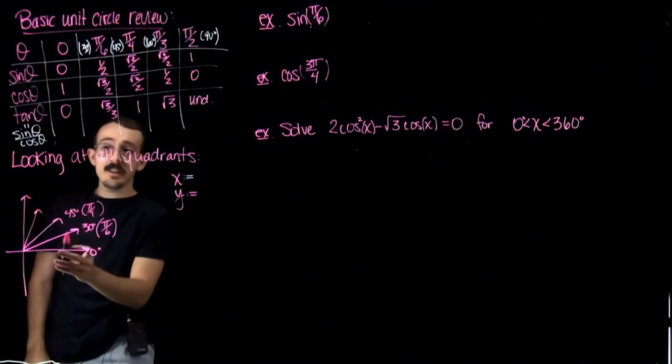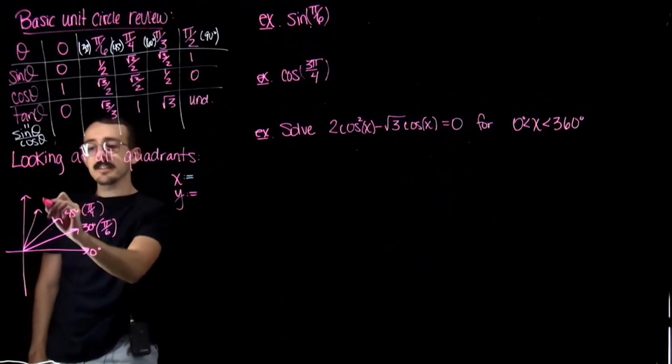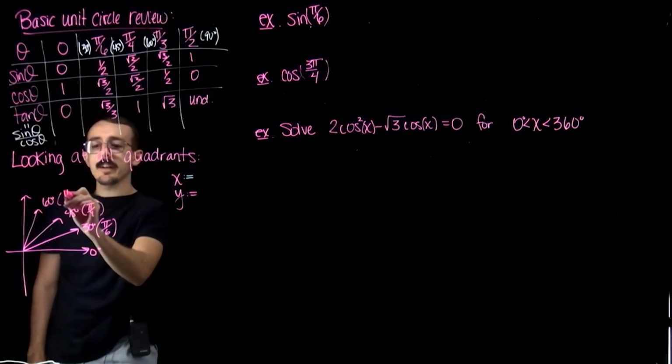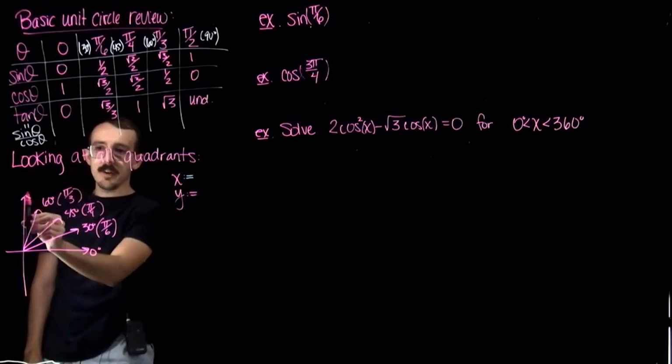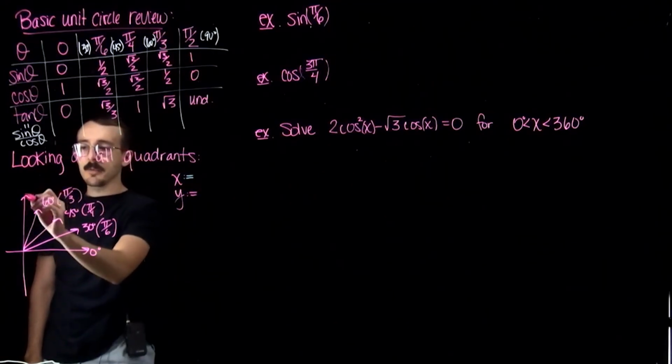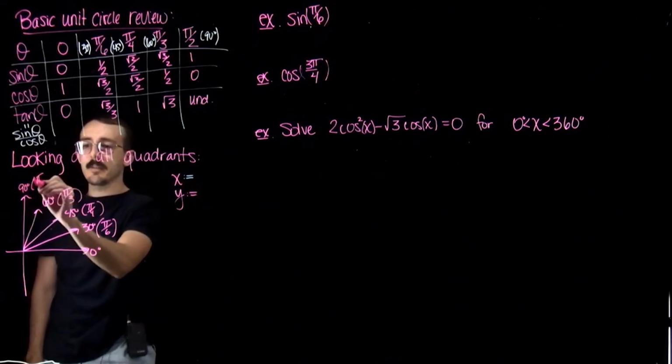Right here at 60 degrees from the x-axis, this is pi over 3. And then finally, if you're vertical here, so from here you make a 90-degree angle, this is pi over 2. So 90 degrees is considered pi over 2.